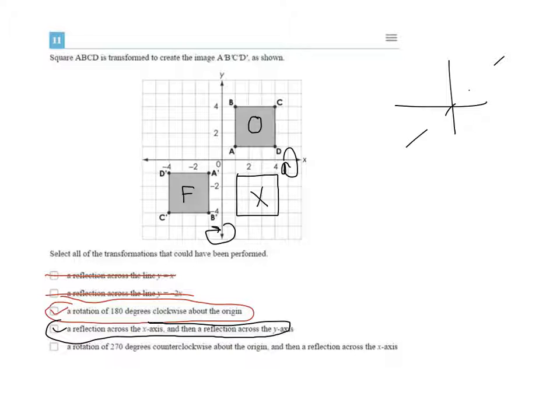Almost always, I can't say always, but almost always, when there are multiple answers, typically 2 or more are going to work. So at least 2.